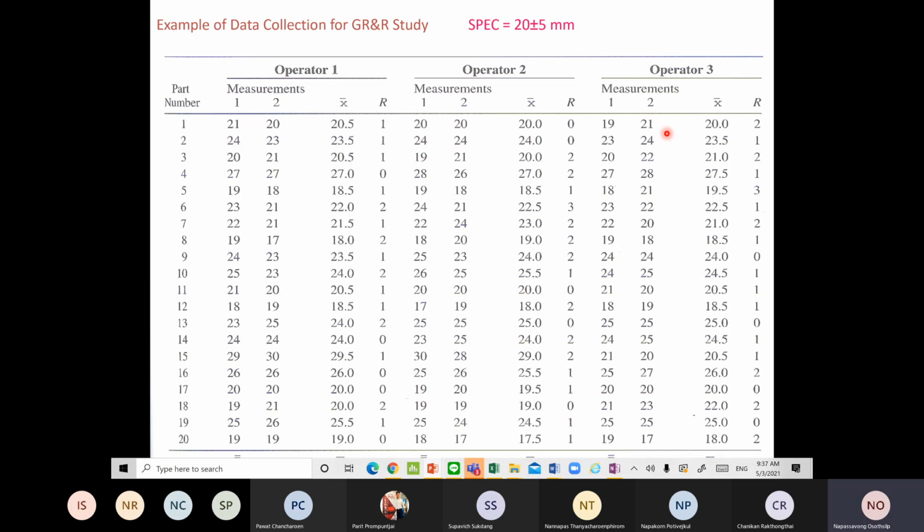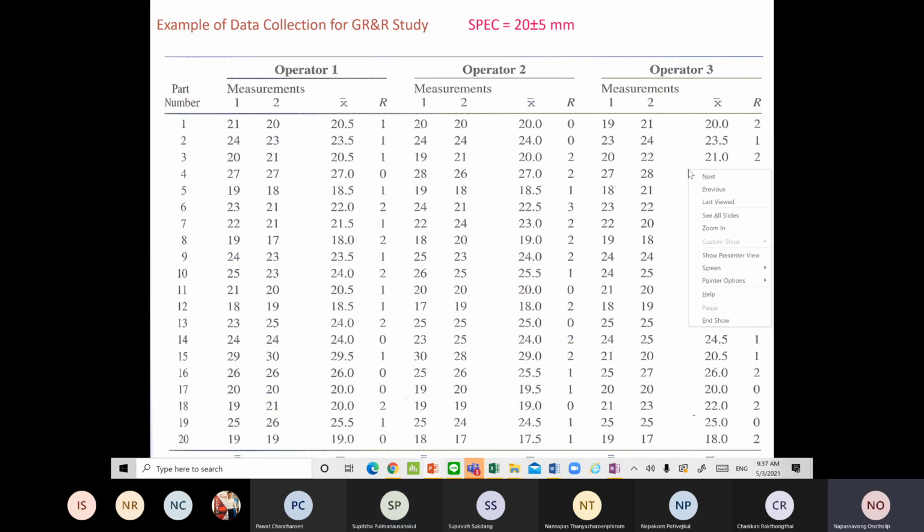Okay, Pita, could you please help answer this? That would be reproducibility. Okay, because the measurement varies among the operators. Yes, very good. Okay, good.